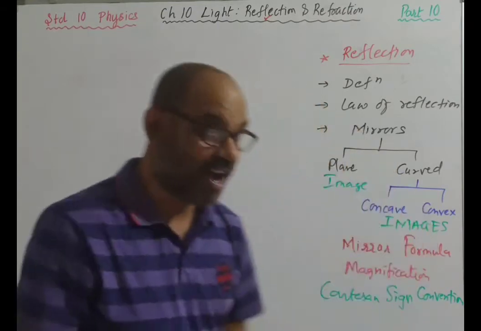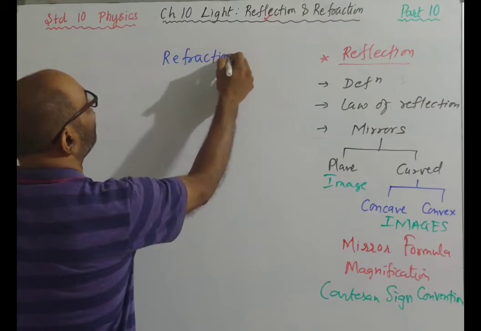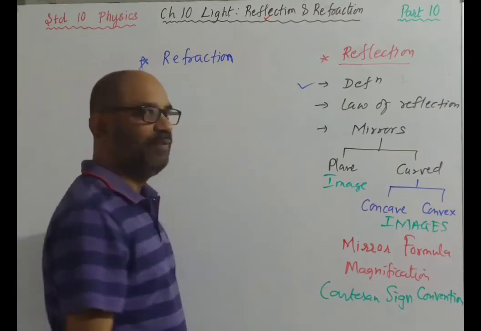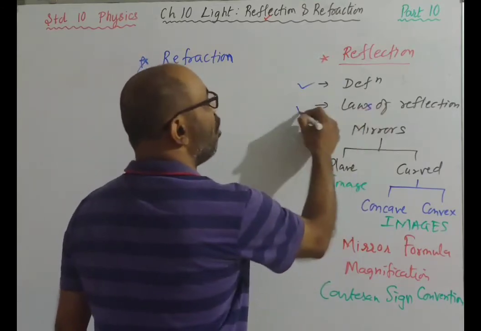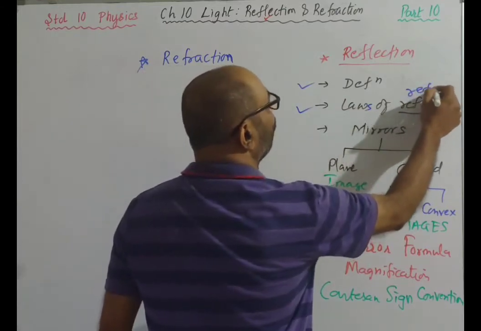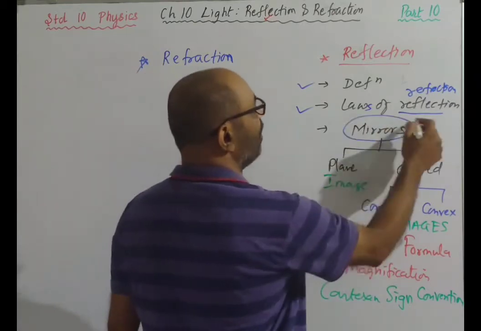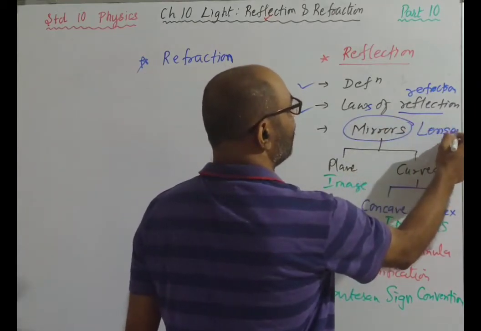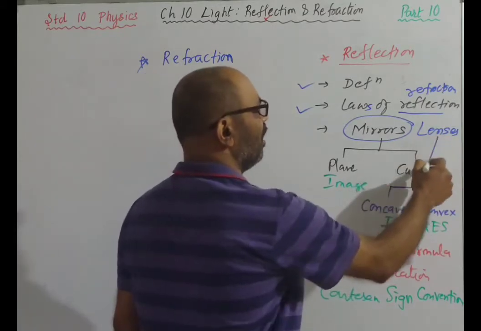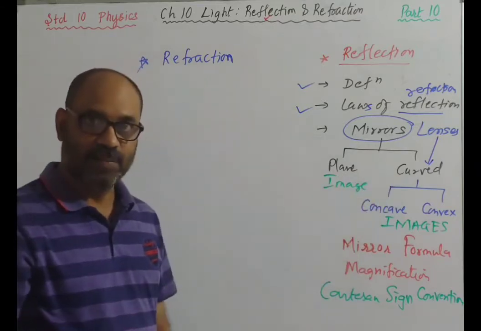Now we are going to learn about refraction, another phenomenon of light. Same, we are going to learn its definition. We are going to learn the laws of refraction, not reflection. Instead of mirrors, we will have lenses. Yes, we are going to learn about only the curved lens. No plane lenses would be there, alright?